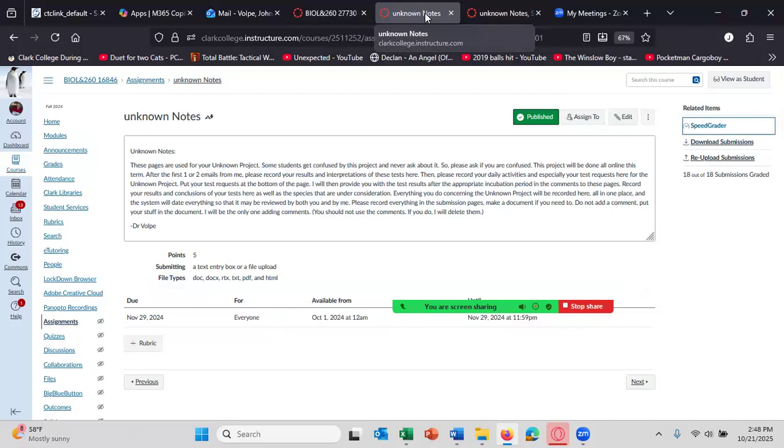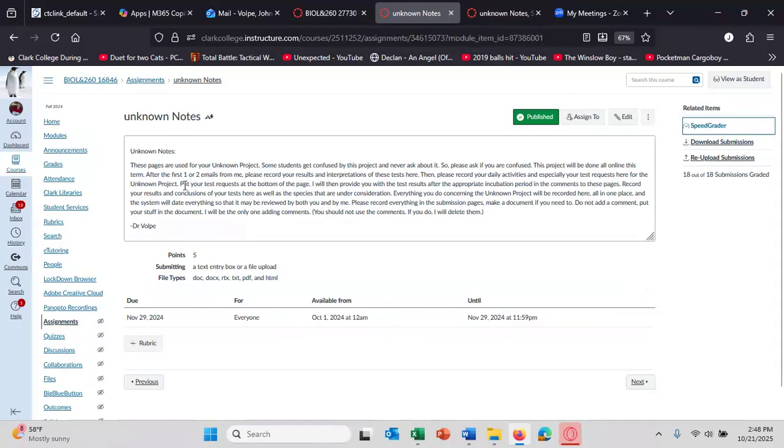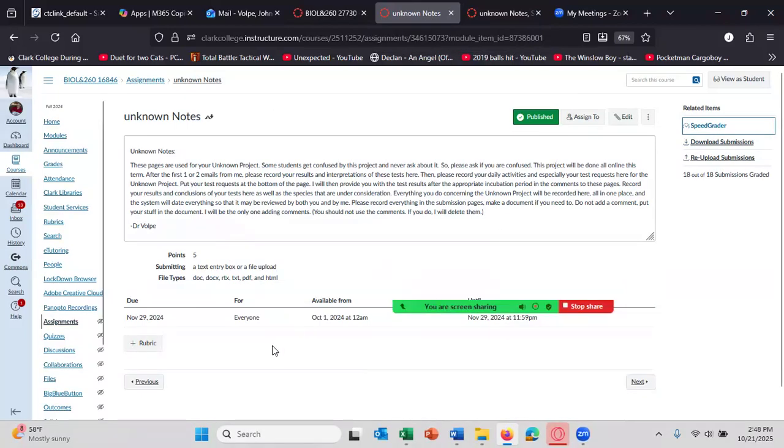And the only place we can find the unknown notes is week 5. That's the only place we can find it. You can also find it from the grade book, but this is the best place to find it, week 5 lab. Okay. And there's the instructions for what you need to put in the unknown notes page. I haven't talked about that. Let me blow this page up so you can read that.